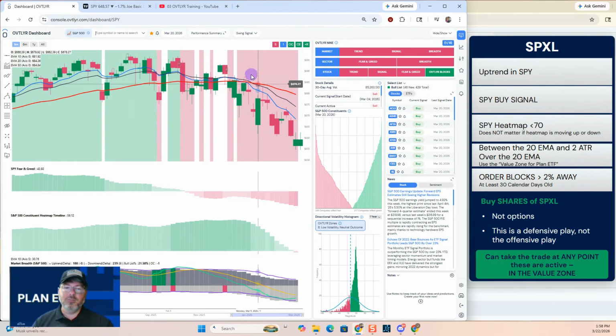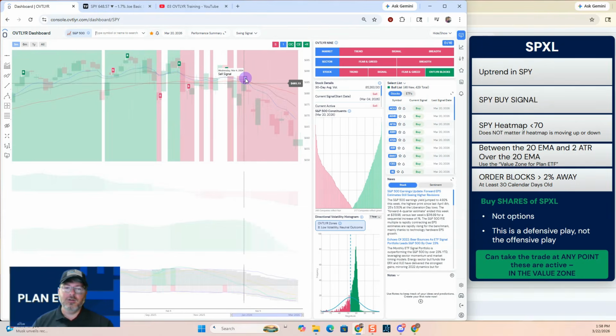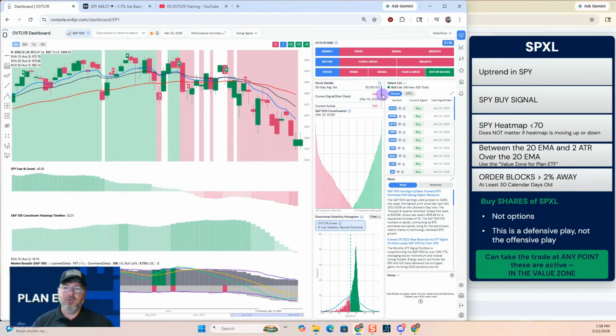The last signal was just here on March 4th. It's a sell signal. We can also see the sell signal here. And remember, these are based on swing signals. So we are in swing signals. And this is a current swing signal for SPY. It's a sell. By the way, the current active signal is also a sell. Okay, so the first two were failures. What about the heat map?